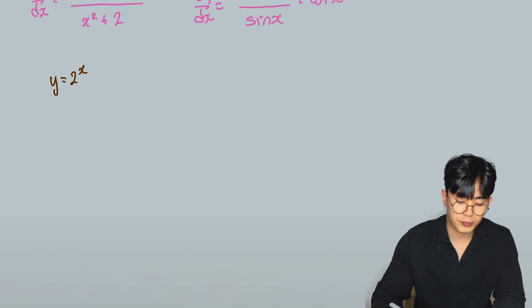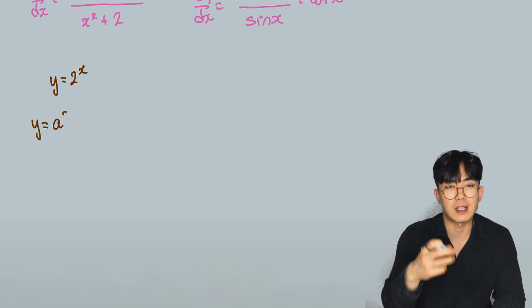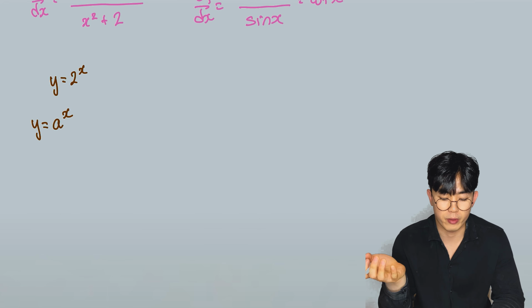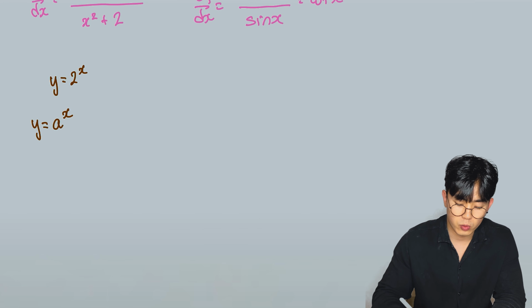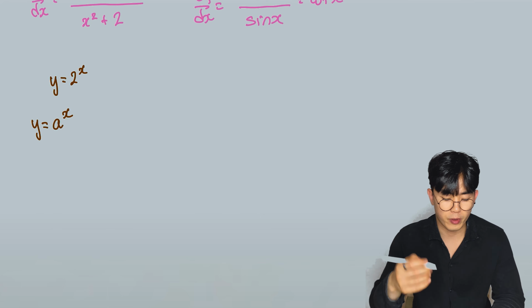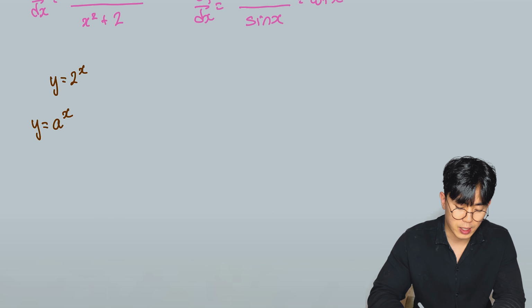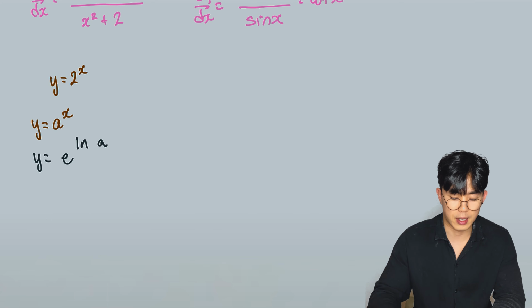So let's say I want to differentiate a to the x, where a is any value it could possibly be, right? The way we differentiate it, you need to know this proof as well, so make sure you understand how we go step by step. First of all, what we're going to do is write it as y is equal to e to the ln a to the x, like this.